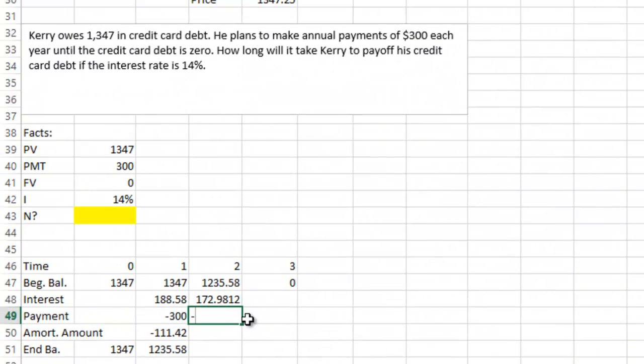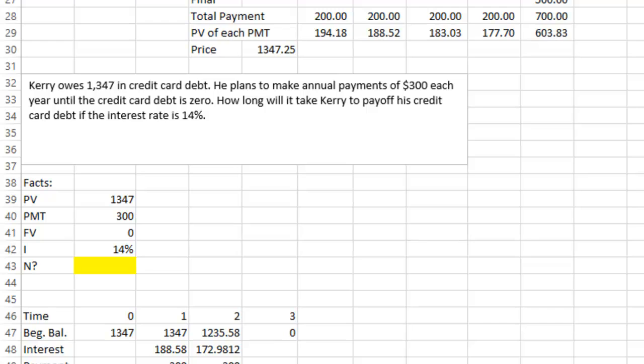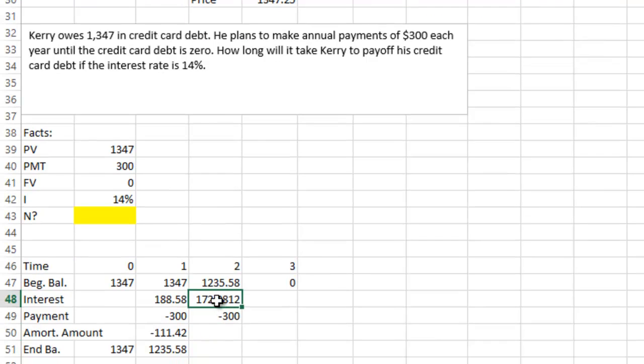However, he's going to make a payment of $300. Now, again, the difference between what he pays and the interest that he accumulated is going to be the amount that he is going to reduce the loan balance. So he's going to make a $127 loan payment, or $127 will be used to reduce his loan balance. And I keep doing that each year until the loan balance is zero or negative.